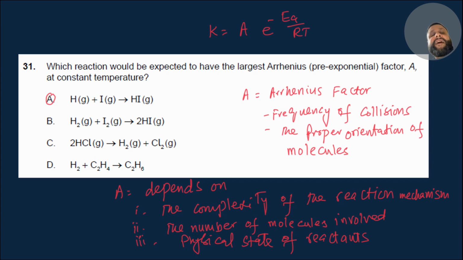So reaction A has the largest pre-exponential factor because it involves simple collisions between atomic gases. There's minimum complexity in molecular orientation, and also the atoms are in a gas physical state. So the reaction dynamics favor a high frequency of successful collisions.